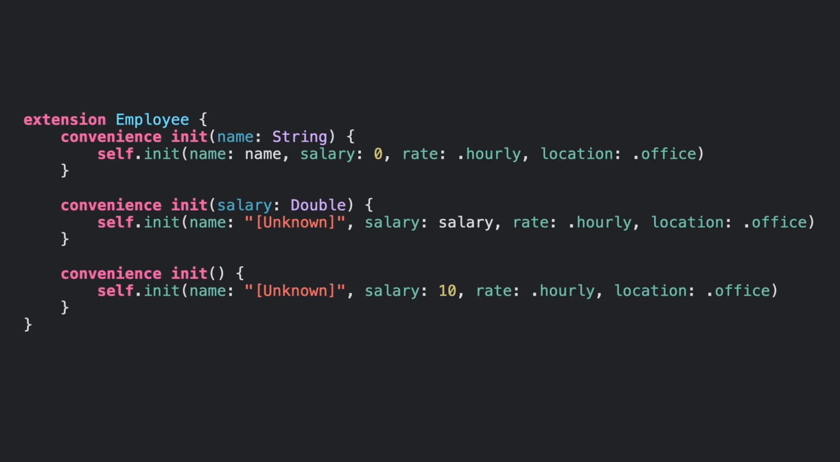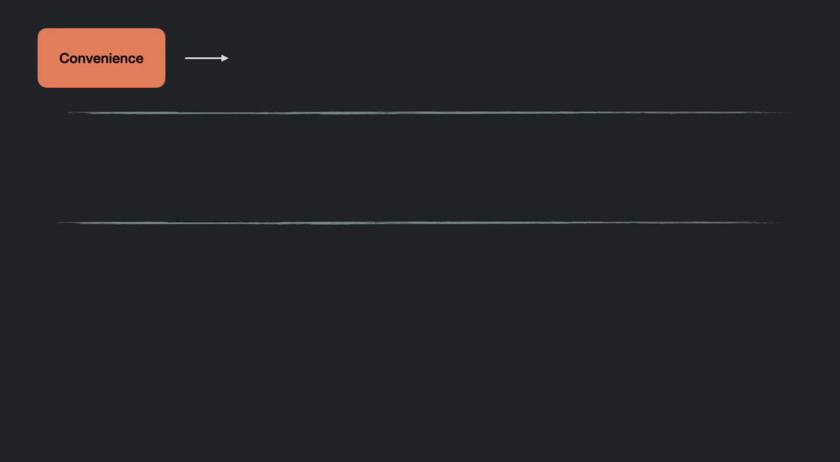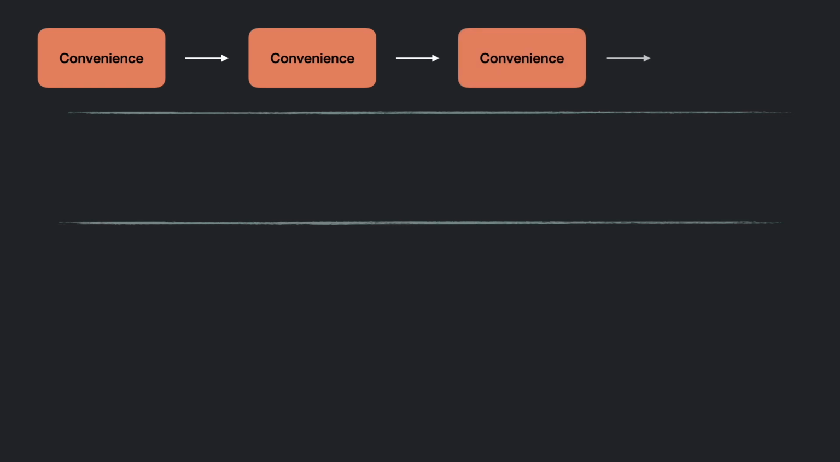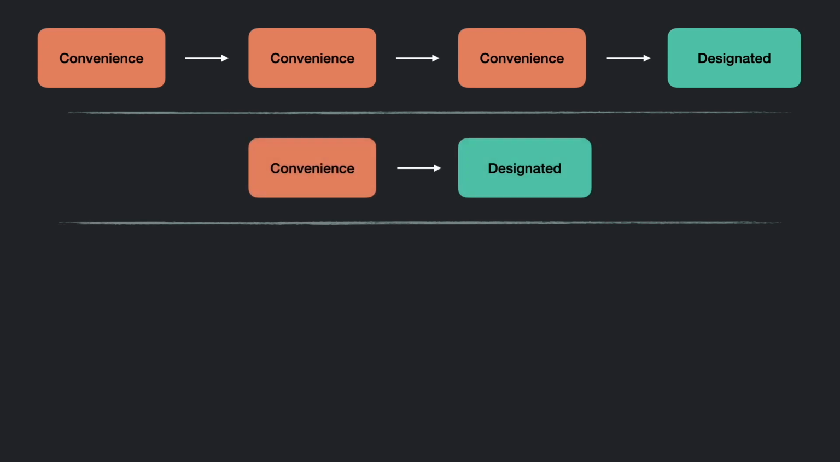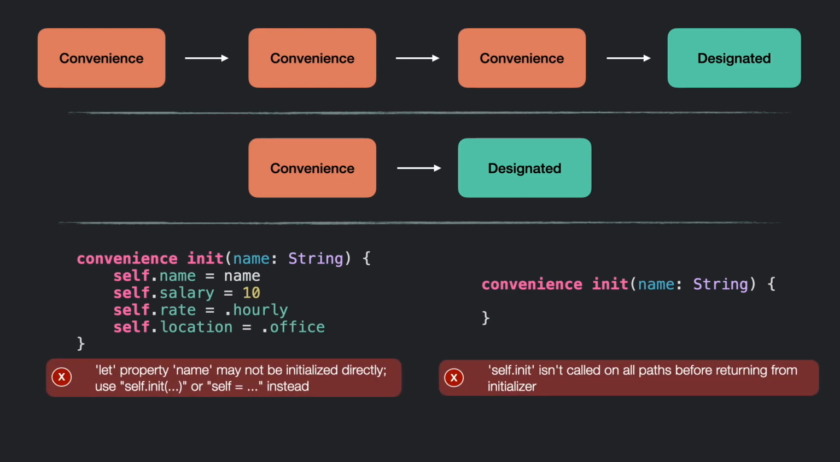There is just one rule you must follow. You can call other internal convenience initializers, but the last one in the chain must call a designated initializer. If you have only one, it must call a designated init. Otherwise, Swift will complain. This is required because the designated initializer is the one that actually initializes all the properties, and a class can only be instantiated with all its properties set.